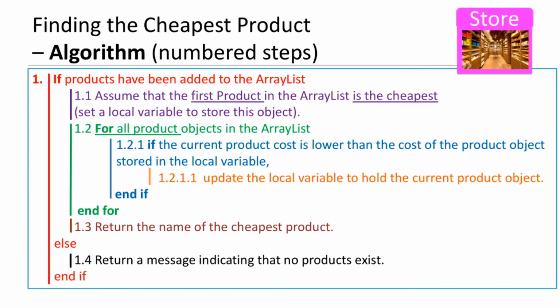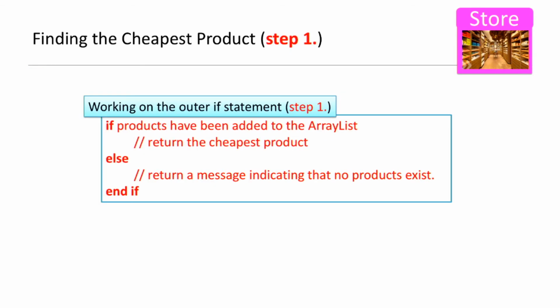So this is the algorithm that we're going to work through. And for each of these color coding and numbered items indicated with those lines for the indentation, we're going to write some code. And we're going to look at each specific element in turn now. So the first step, step 1, was working on the outer if statement. If the products have been added to the array list, then return the cheapest product, otherwise return a message indicating that no product exists. So we've got to figure out, do we have any products in our array list?